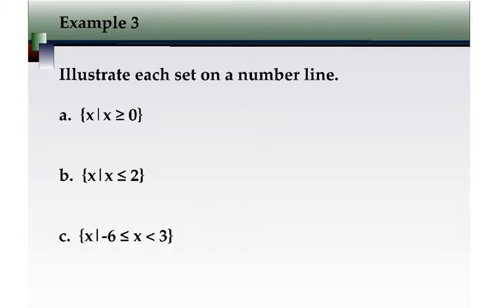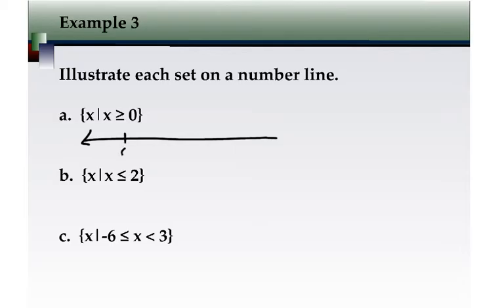All right, on this example, it says illustrate each set on a number line. So I've already shown you a little bit on how to read the set builder notation. This first one says x such that x is greater than or equal to 0. So on a number line is what we're going to represent. So I'm going to write my number line. So all the values greater than or equal to 0.